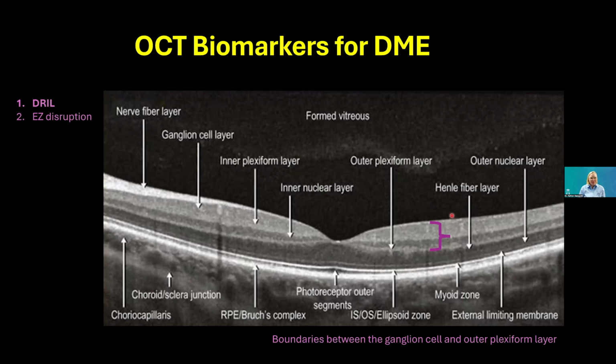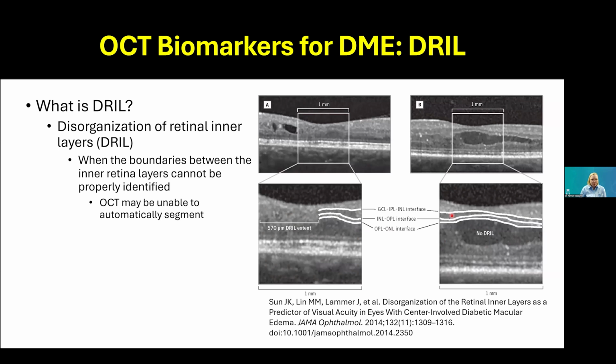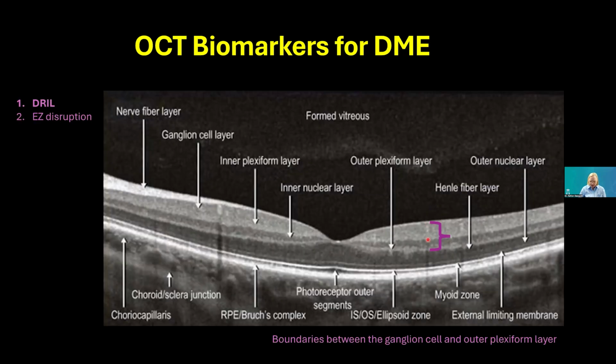Now, sometimes I have patients come back, they've had anti-VEGF therapy, they're doing what looks very well on the OCT, but their visual acuity isn't quite what I would expect. And these are two more subtle biomarkers or more subtle findings that you can look for on your OCT, maybe in those patients where the visual acuity just isn't as good as you would have thought it would be after treatment. And the first one is DRIL, or disorganization of the inner retinal layers.